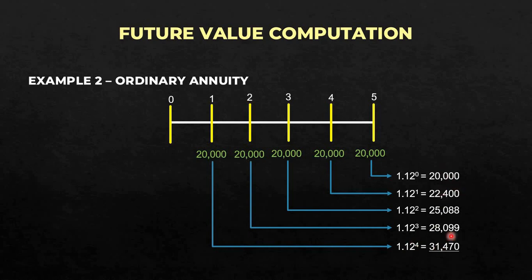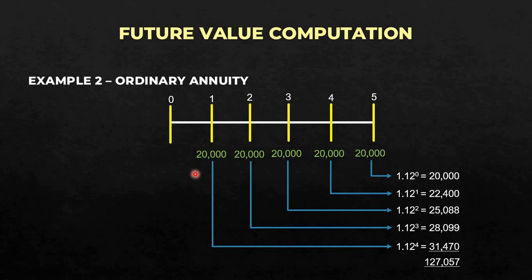So, etong mga amounts na to, ito ang mga future value nung ating mga ilalabas na 20,000 at the end of every year. Kaya ang ating total na matatanggap, isang bagsakan to na amount na matatanggap natin at the end of 5th year, has a total of 127,057 pesos. So, gamit yung formula na ginamit natin sa example number 1, ginamit natin yung formula ng 5 beses kasi meron tayong 5 cash flows dito.